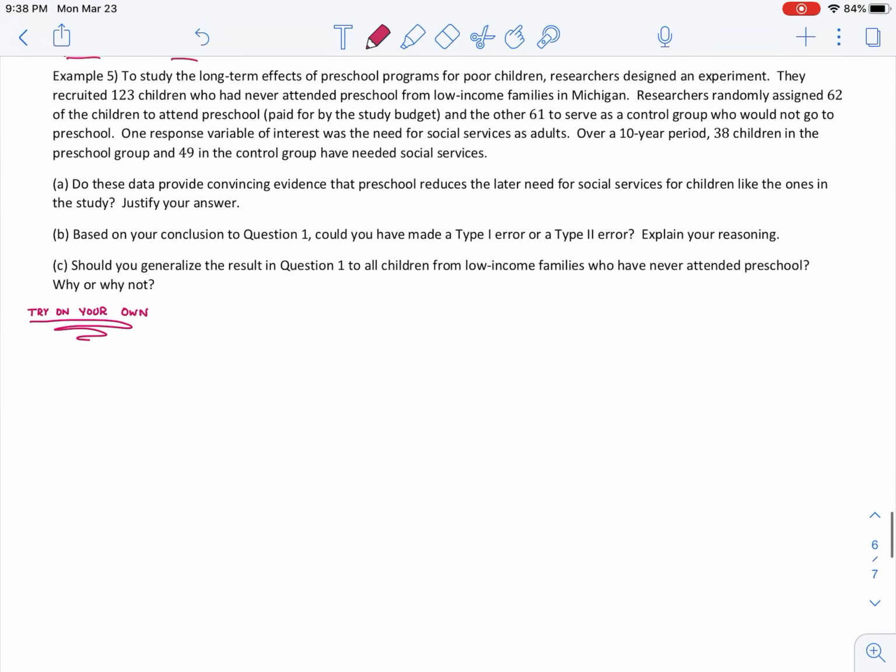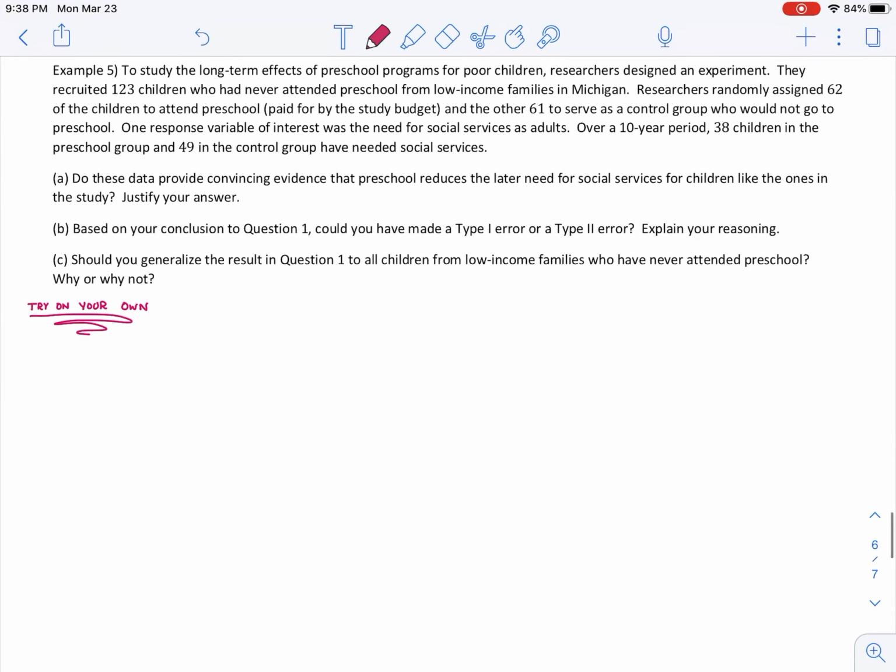There's another example on here, but just like the last set of notes, I think it would be really helpful for you to attempt these on your own. I will post the answer key to this along with this very long video, which I apologize for, but at least my kids didn't interrupt me this time.